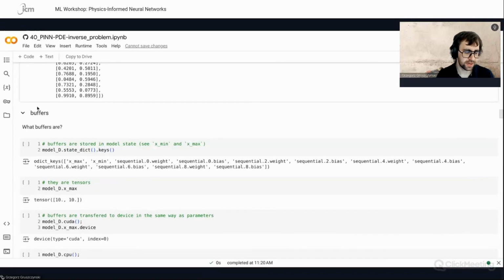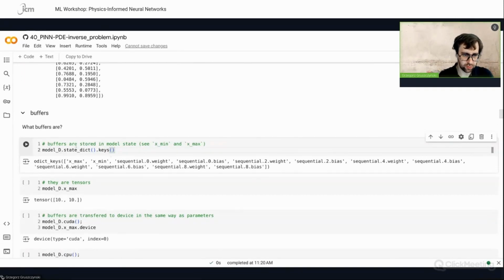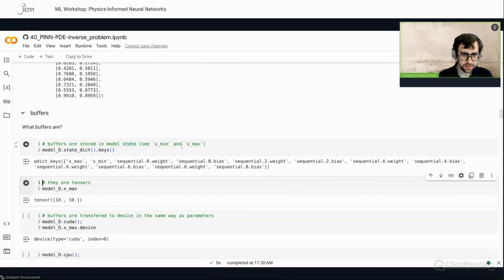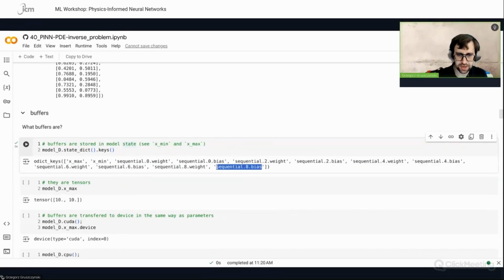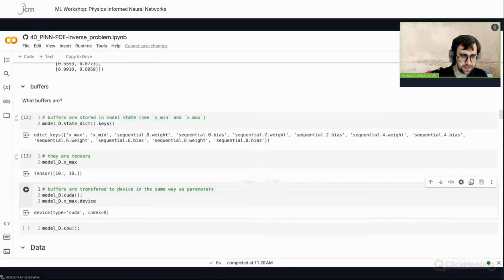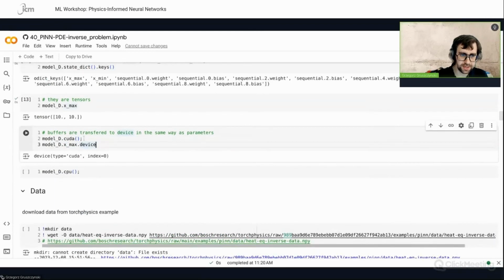Now, the repetition about the buffers. If we take our neural network and ask about the model state, you see that we have the list of layers, and each layer has its biases and weights, but we also have the X-min and X-max, which are the buffers. They are tensors, as we have initialized them, and the important thing is that if we move the model to the GPU, the buffers will be also there. Okay, so the X-max is sitting on CUDA.